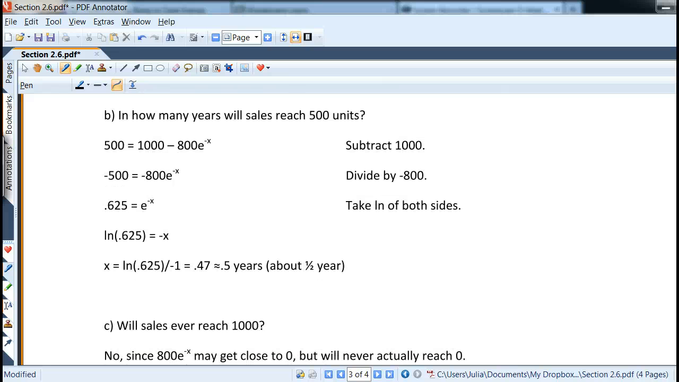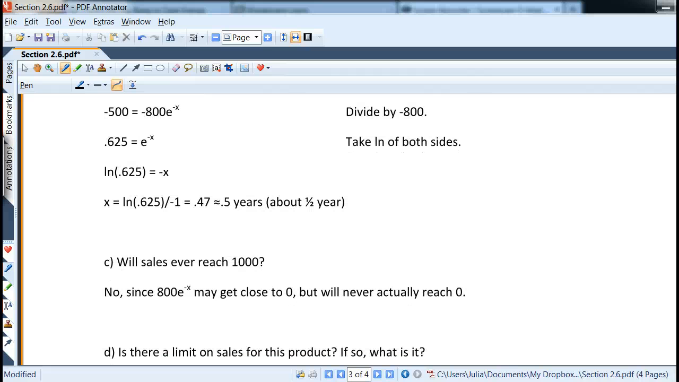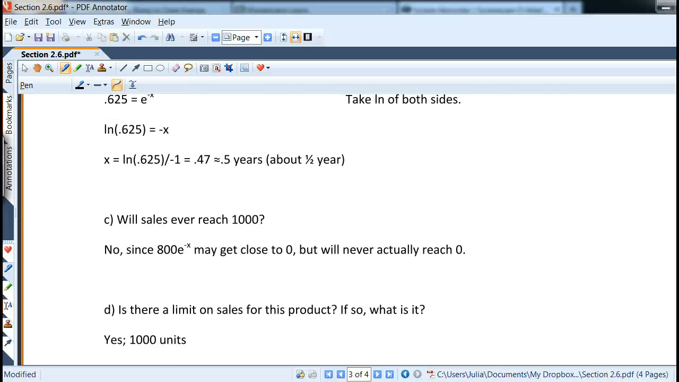Will the sales ever reach 1,000? Well, this is a good question, but the answer is no, because this exponential portion right here may get very close to 0, especially the more years pass, but it will never actually reach 0. It will always be a slightly positive number. And so no, 1,000 is like an upper limit, essentially, that it can never reach. Is there a limit on sales for this product? If so, what is it? Well, I just mentioned the word limit. The answer is yes, and it's 1,000 units.